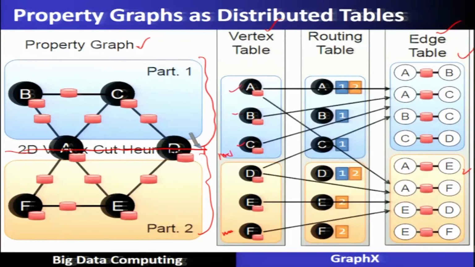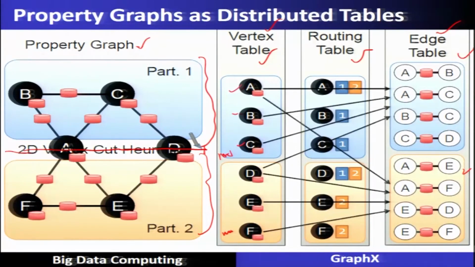These vertices and edges communicate with each other via a routing table. So, the routing table is another table which is added in between. There are 3 different tables which you see here to represent the graph in the form of tables, and this property graph will be represented in this way as distributed tables: the vertex table, routing table and the edge table.